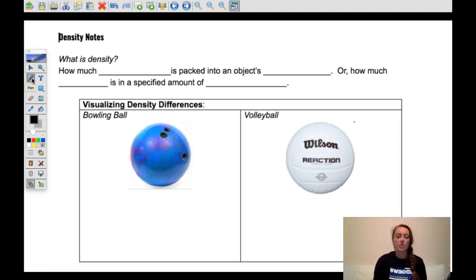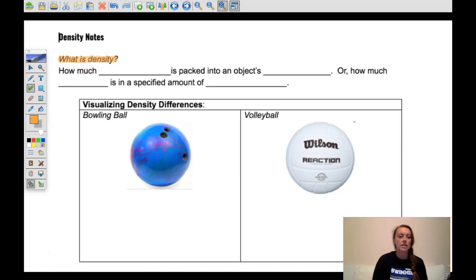Today's video is going to be focusing on our last success criteria of Unit 1, which is to explain the relationship between mass and volume in terms of density. And today, we're really going to be focusing on the first checkbox, which is calculating density using derived units. In order to calculate density using derived units, we first have to know what density is.